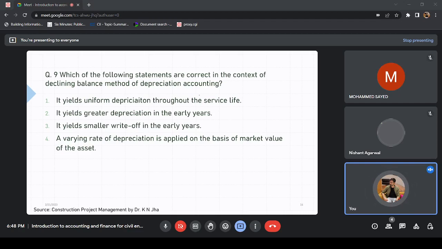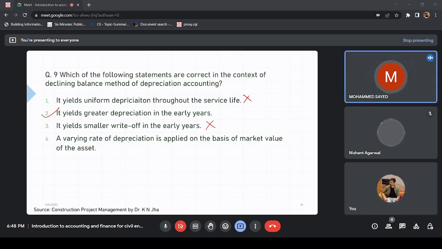So I guess it is quite straightforward. Uniform depreciation, no. Uniform rate of depreciation, but the value is different. Yields greater depreciation, yes. A smaller write-off, no. It gives larger write-off. That's why we prefer it. Varying rate of depreciation, yeah. So what is the difference between uniform rate of depreciation and uniform depreciation?